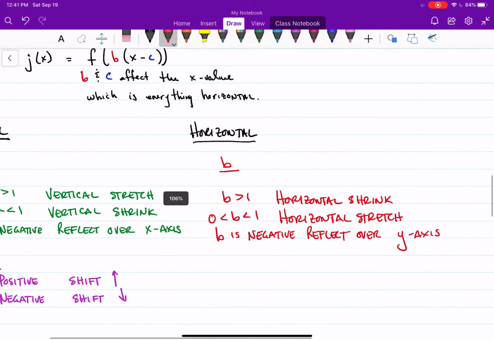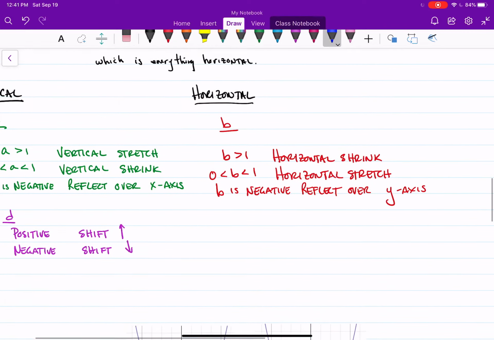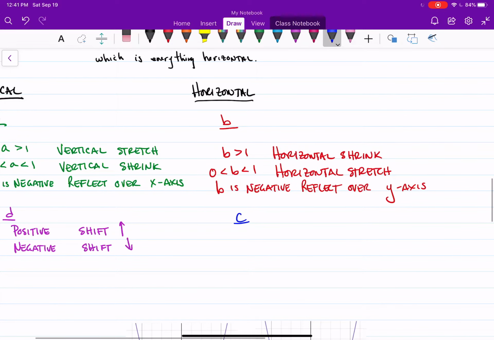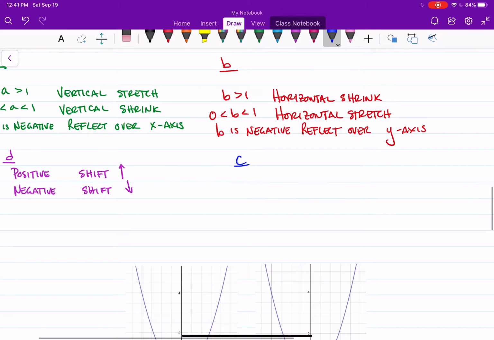Okay? And then the other one is C. So if C is positive, then it's going to shift to the right. If it's negative, actually I should write down shift to the right. And if it's negative, it's going to shift left. Okay? So there we go.